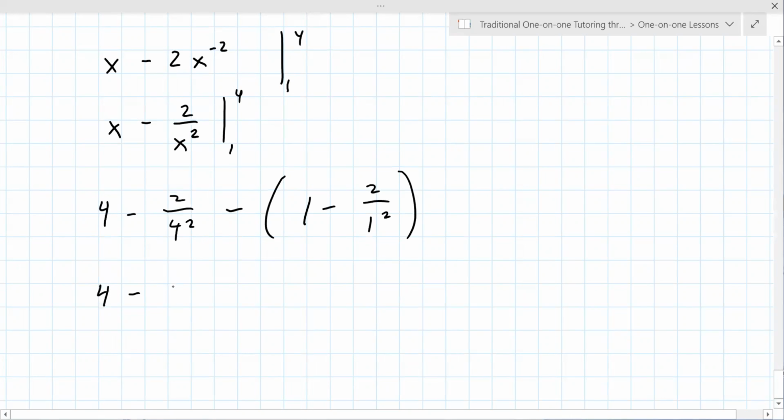4 minus 2 over 16, 1/8. And then you can start distributing this in there. So it's -1 plus 2. So that makes 1. That makes 5. 5 over 1 is 40 over 8 minus 1/8. So it looks like it's 39 over 8.